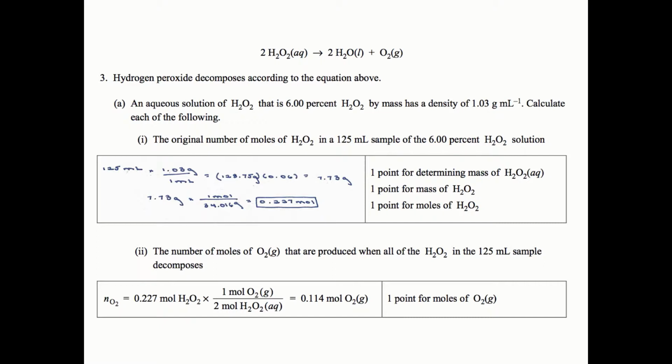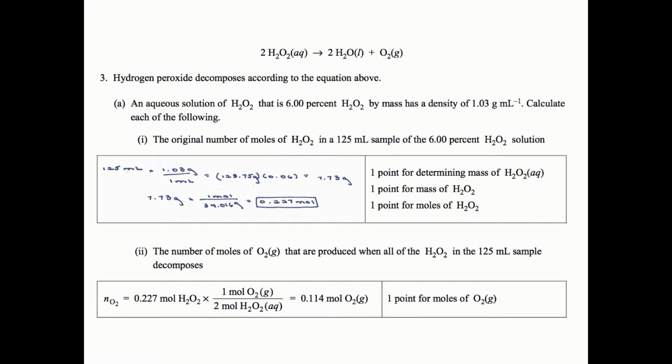So you got 1 point for determining the mass of hydrogen peroxide. Remember, you don't have to put an equal sign. You could have kept going, and they did that. I covered it up, but that's how they did it. That's fine, as long as you're showing the work necessary to get into moles. 1 point for the mass of the solution, so the 128 grams, 1 point for the mass of hydrogen peroxide, the 7.73, and then 1 point for the number of moles. So that was a whole lot of points for one little problem.